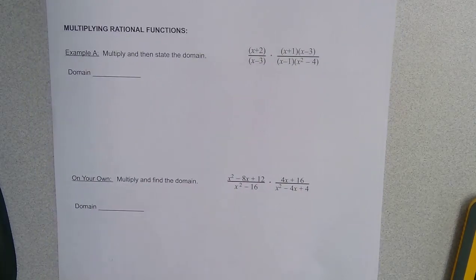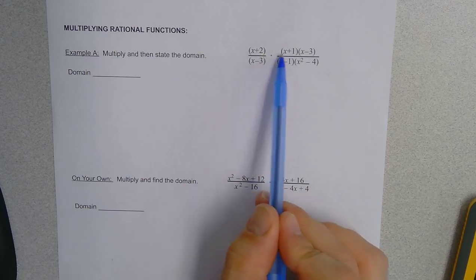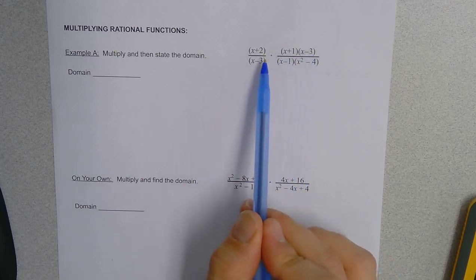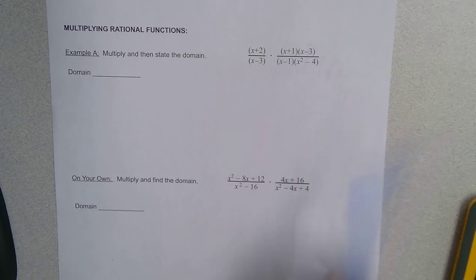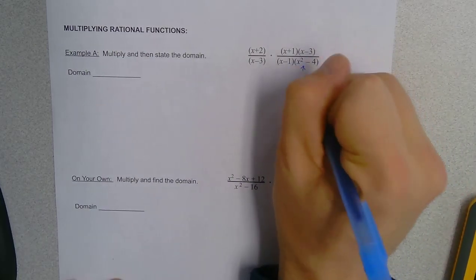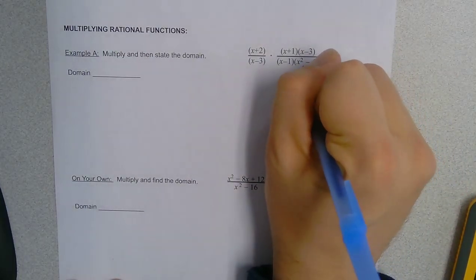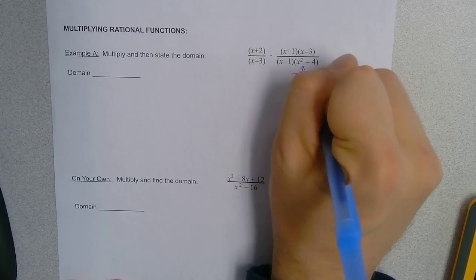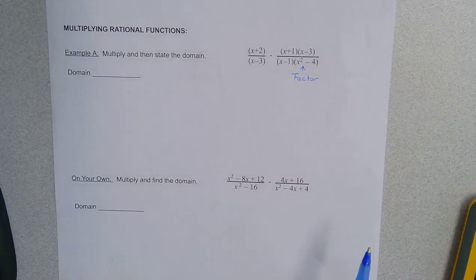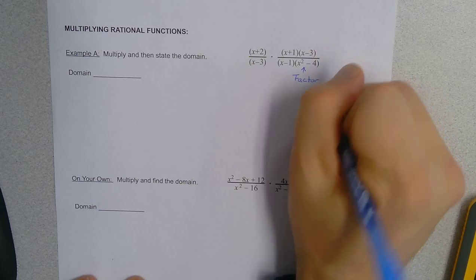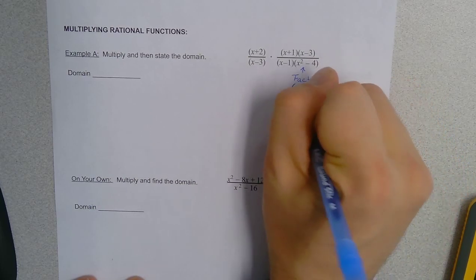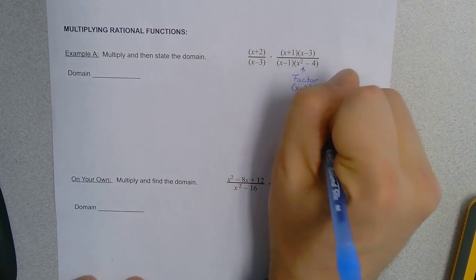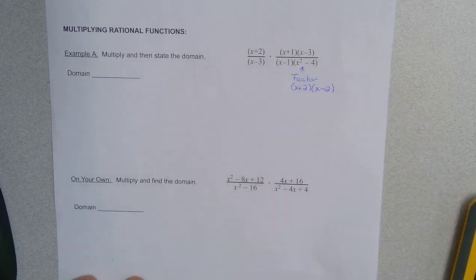So in multiplying rational functions, couple things here. We just multiply our numerators and multiply the denominators. Well, first, I notice here that x squared minus 4, I can factor. So if I can factor that, that's going to be x plus 2 times x minus 2.